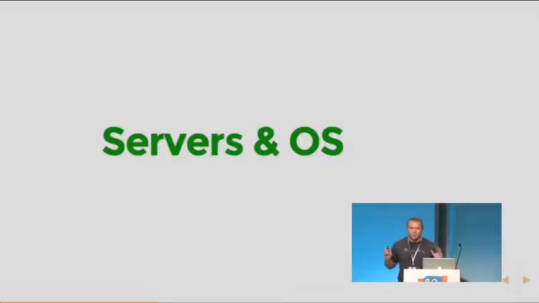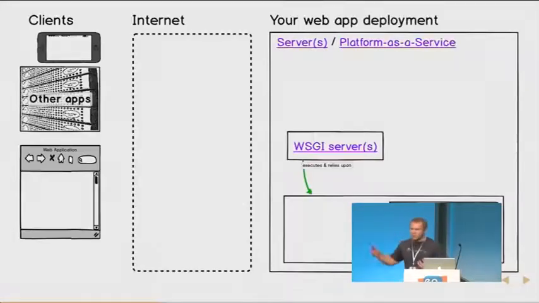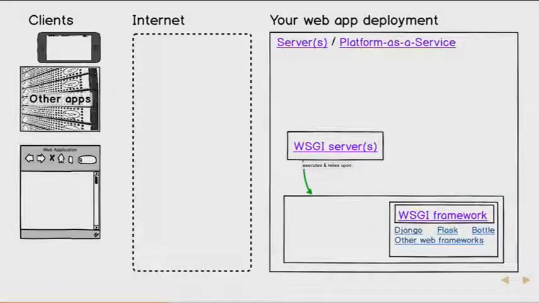Now we need a place to deploy our application. We understand what a WSGI container is. It executes our code. We understand that we're creating a web application, a Python web application in a WSGI framework, and we need a place to put it. And that's where servers and an operating system come in. So this large rectangle we have here on the right side is our server, or you may have heard platform as a service. We can use those somewhat interchangeably.